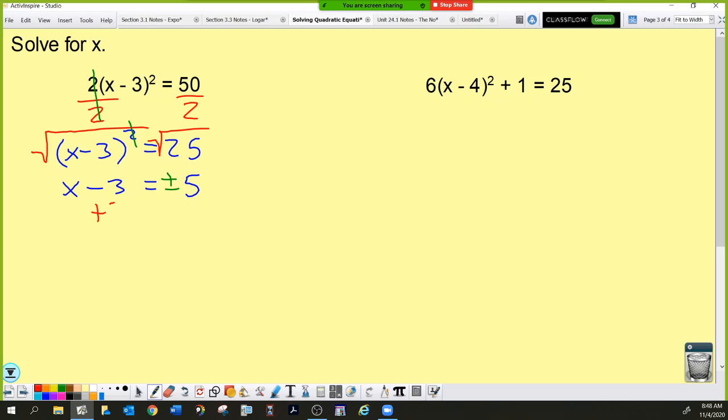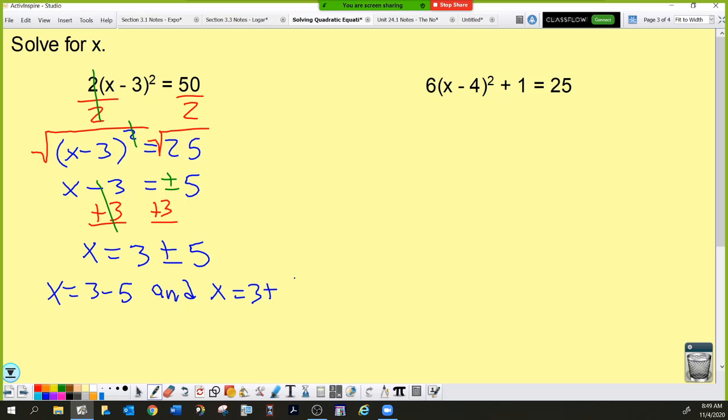Let me tell you what you're not allowed to do. You're not allowed to say the answer is plus or minus 8. Do not do that, because that's not true. Take the time to write it like this. Please. Please take the time to write it like that. This way you can see what your two answers are. Your answers are x equals 3 minus 5 and x equals 3 plus 5. So -2 and +8.